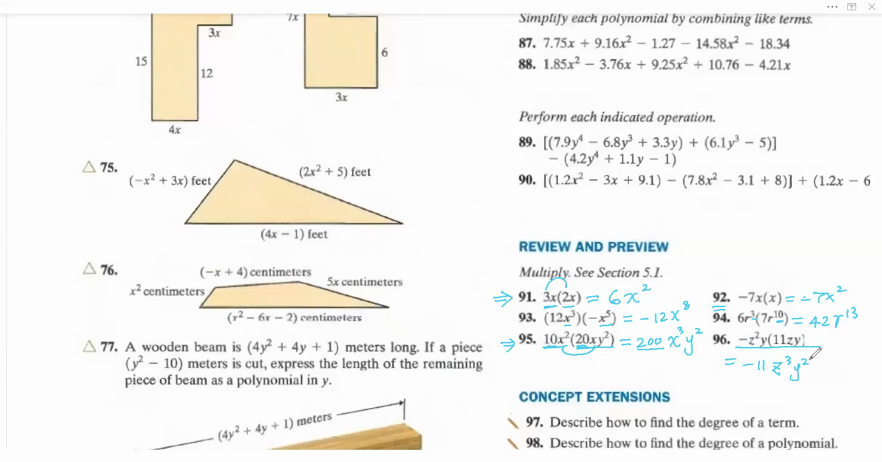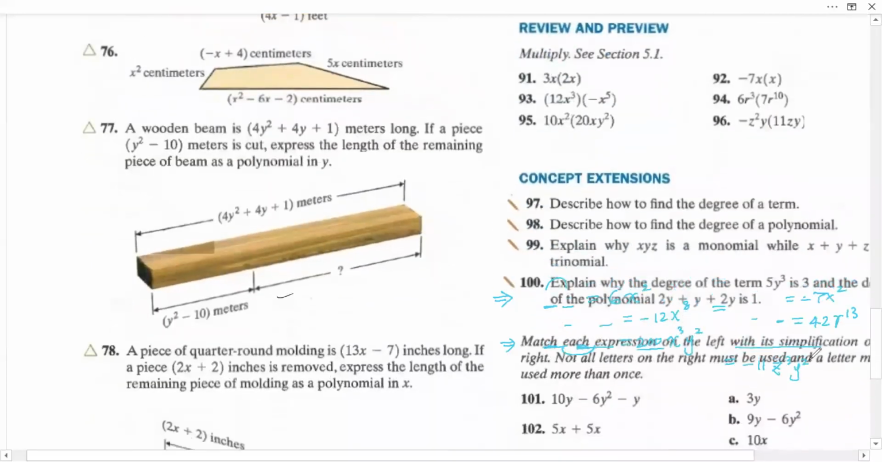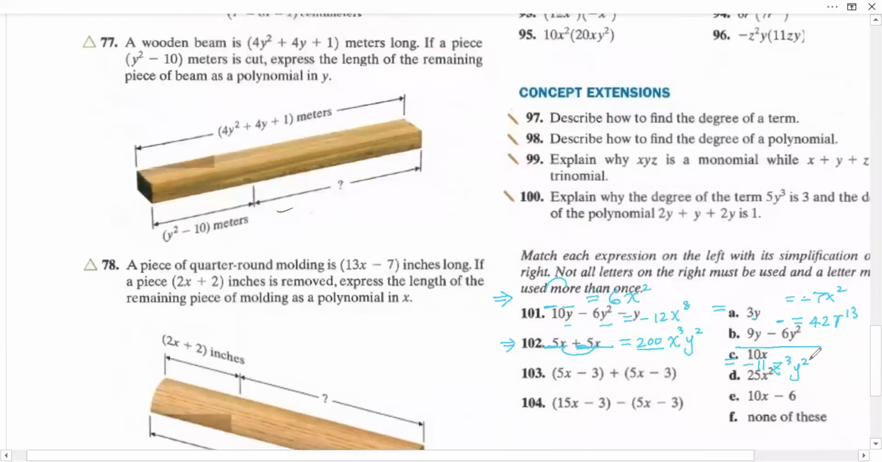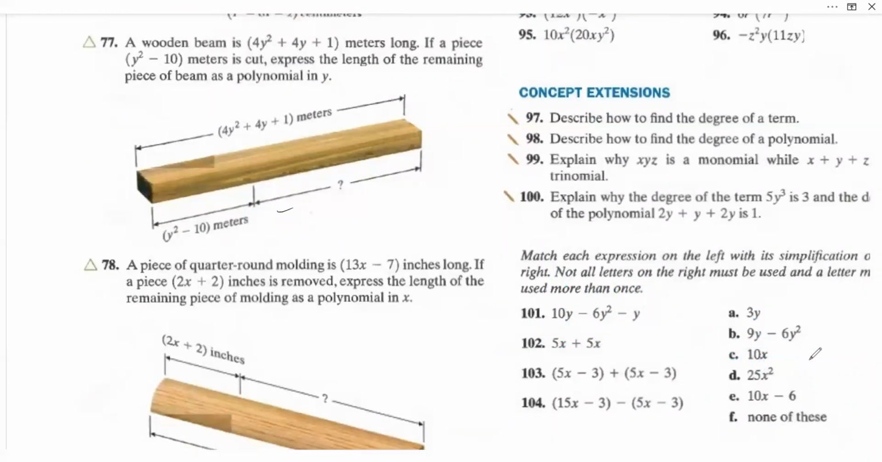All right. So homework part. Number 97, how to describe the degree of a term. I think this one we talked about a lot, right? So degree is the sum of all variable exponents. Secondly, 98, how to describe the degree of a polynomial? It is the maximum one of each term.